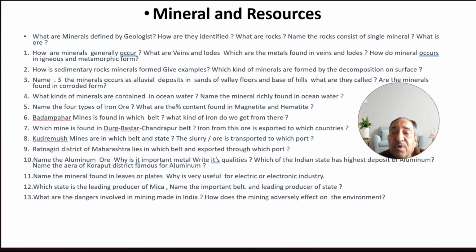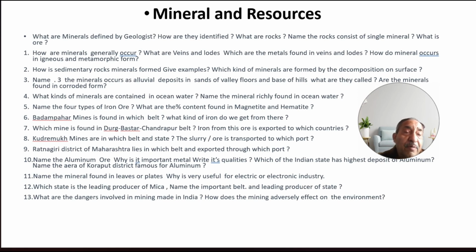Name three minerals that occur as alluvial deposits in the sand of valley floors and the base of the hills. What are they called? Are the minerals found in corroded form, यानी कि नष्ट रूप में? What kind of minerals are contained in ocean water? Name the mineral richly found in ocean water. Name the four types of iron ore. What are the percentage contents found in magnetite and hematite?